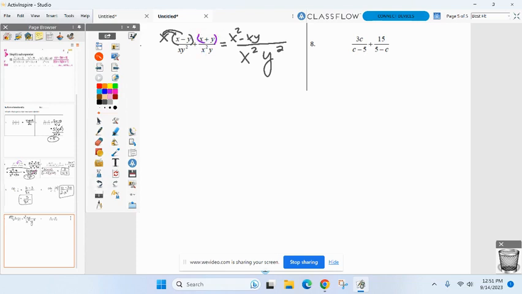I have x squared y, but I need x squared y squared. So what am I missing? This squared. On the y, right? So how do I get that? I got to multiply it by Y. Y. There you go. So I multiply the top by y.